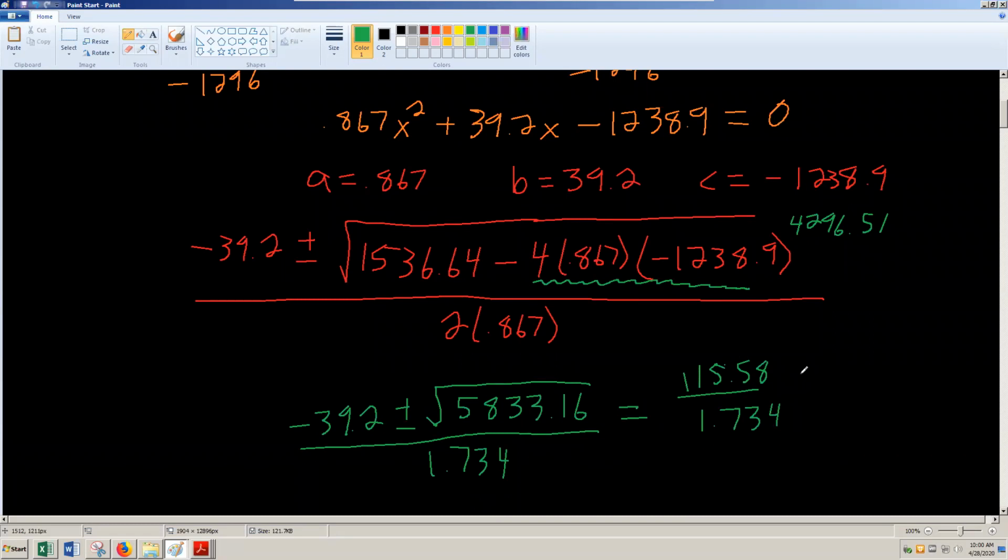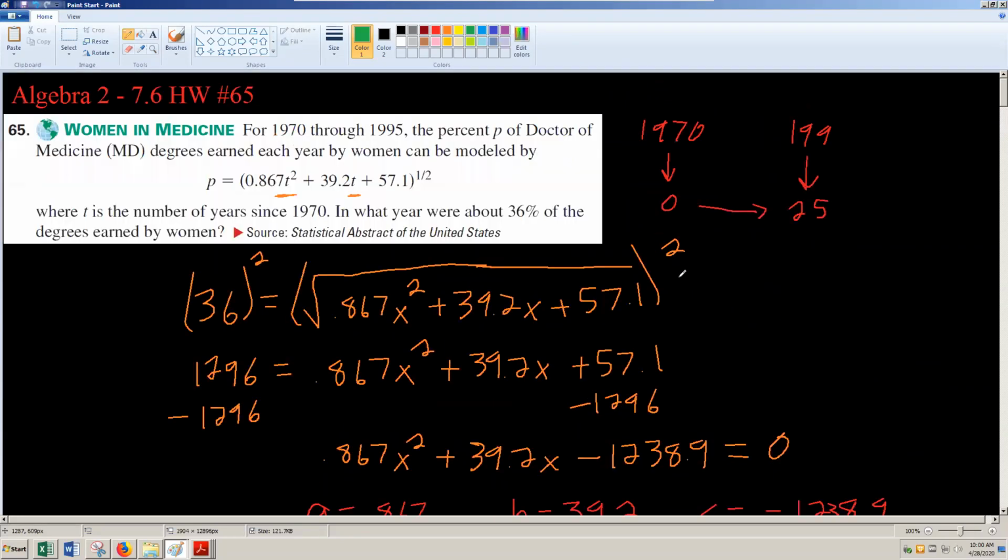And we get approximately 66.65 years, which seems a little bit off. I think it probably would have been between the 0 and 25. So let's see what maybe I screwed up here. The only thing I can think of is that it's using 0.36 here instead of 36 as the actual percentage.